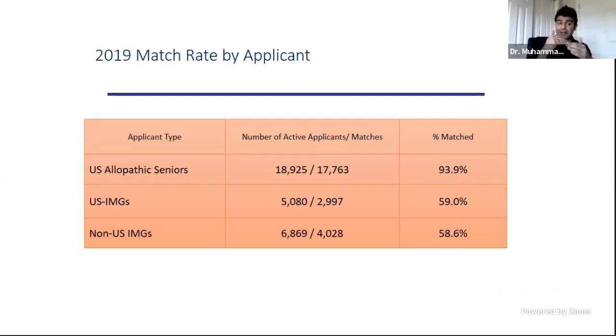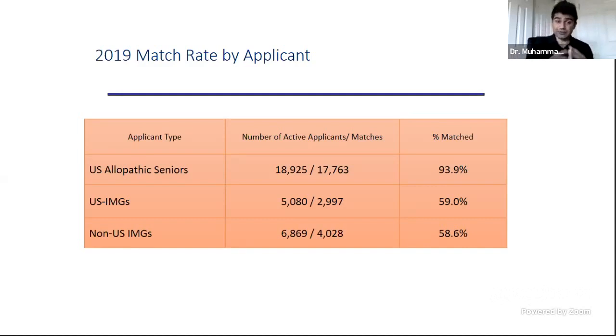Now, looking at the IMGs, there are two types of IMGs. One is the US IMG, like me. I'm a graduate from a different country, but I am a US citizen, so that means I'm a US IMG. If I was not in the United States and I don't have US citizenship or a green card, that means I'm a non-US IMG. So the number that I'm showing you, US IMGs, how many people applied? 5,000 people applied and about 3,000 matched, which is almost 60%.